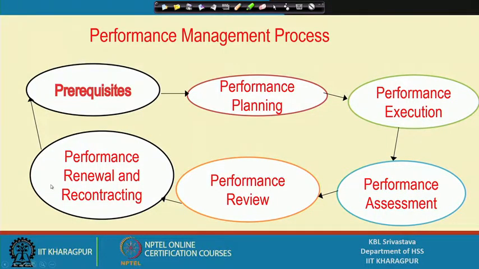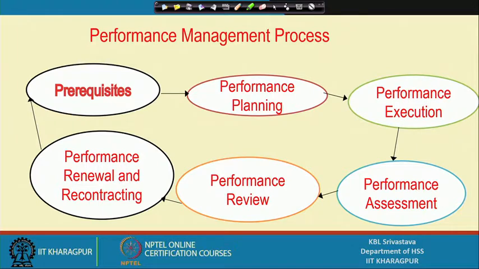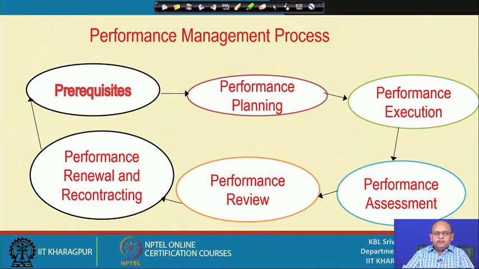If you look at this, we are going to start with the first stage, that is called prerequisite, and then we have to see what things are required to start with. Then we move to the planning stage, then execution, then we are going to assess. After assessing, we go for review, and based on this review we see what is to be done, whether we are going to renew with the same performance or we are going to recontract. It means whether we are going to change anything so far as targets and other things are concerned. Based on this, we again move to the first stage, that is prerequisite.